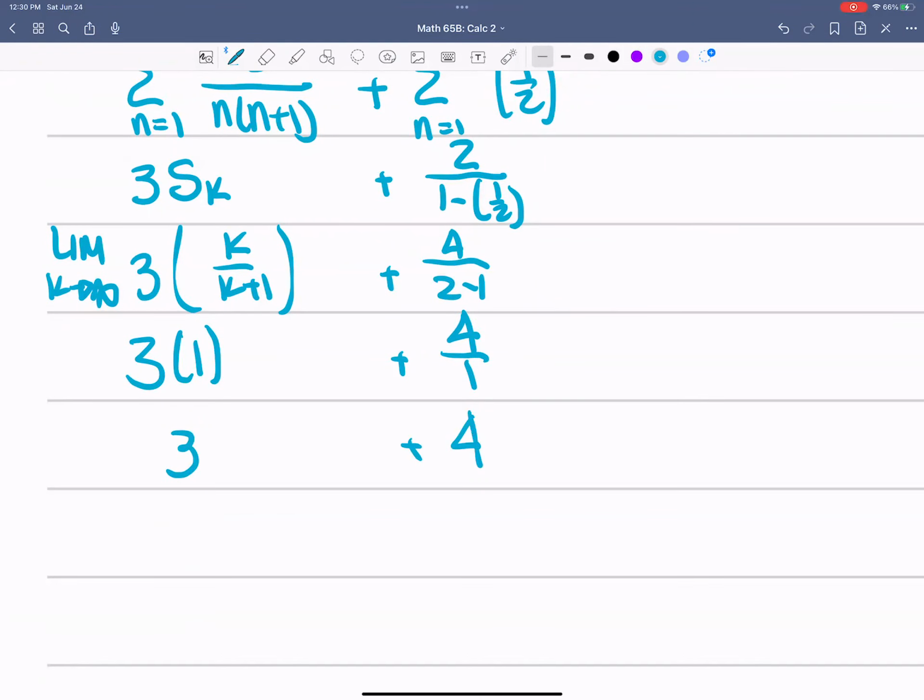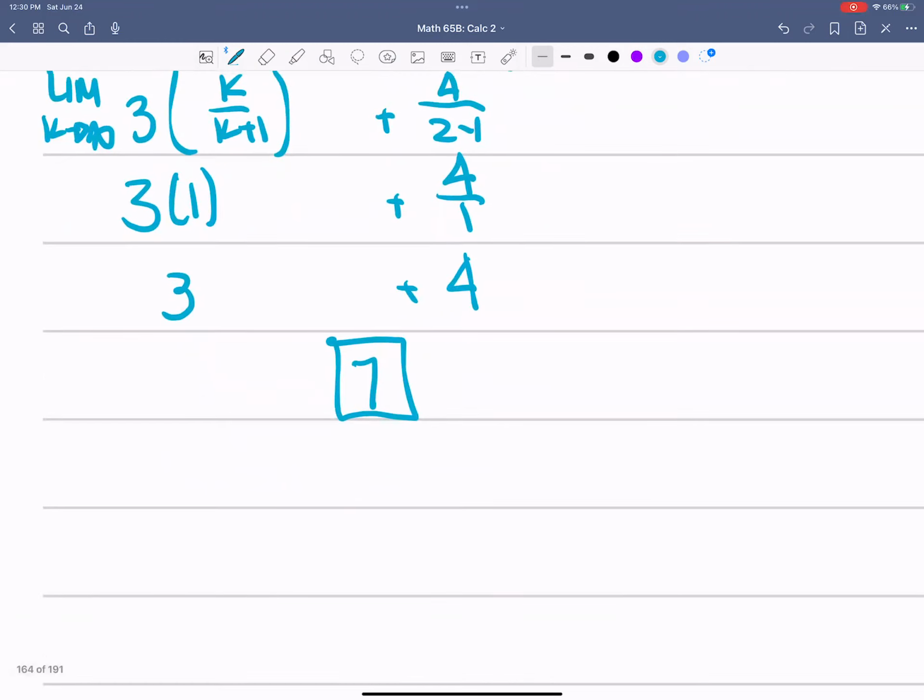And now that we have these two separately, we could just add them together. 4 plus 3, or 3 plus 4, gives us 7. So the infinite sum converges to 7.